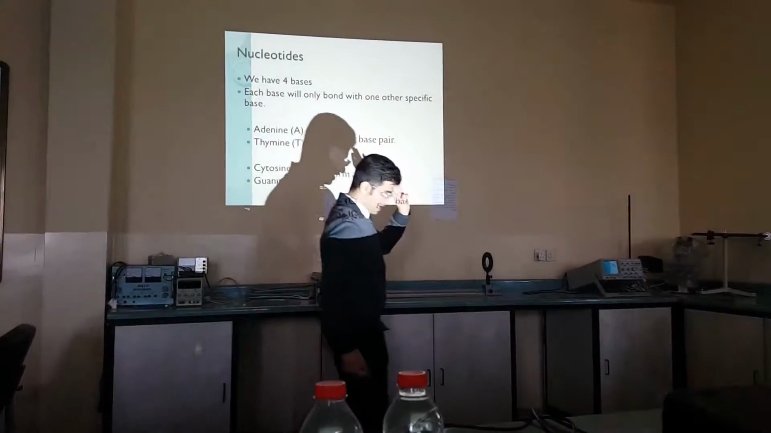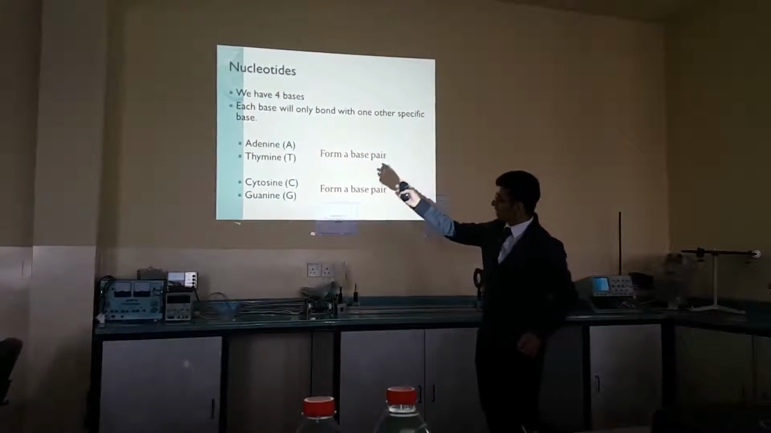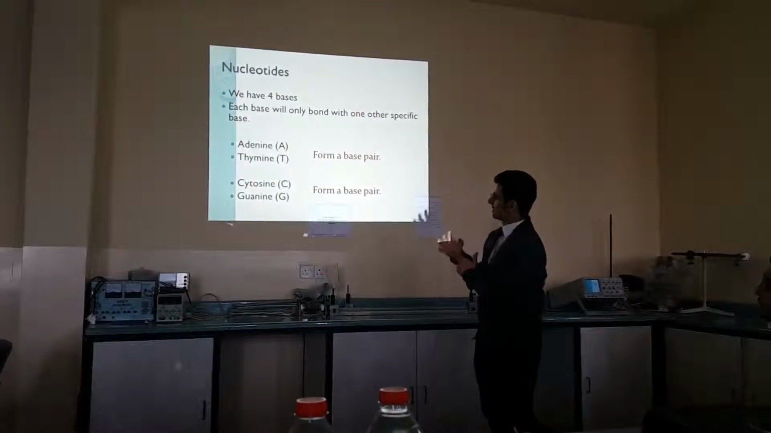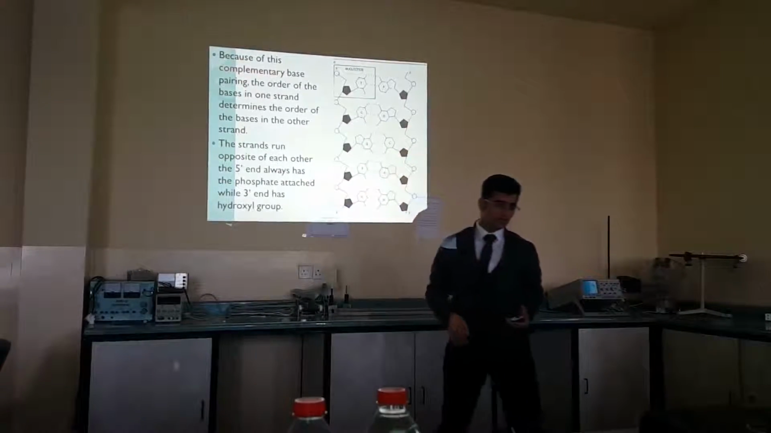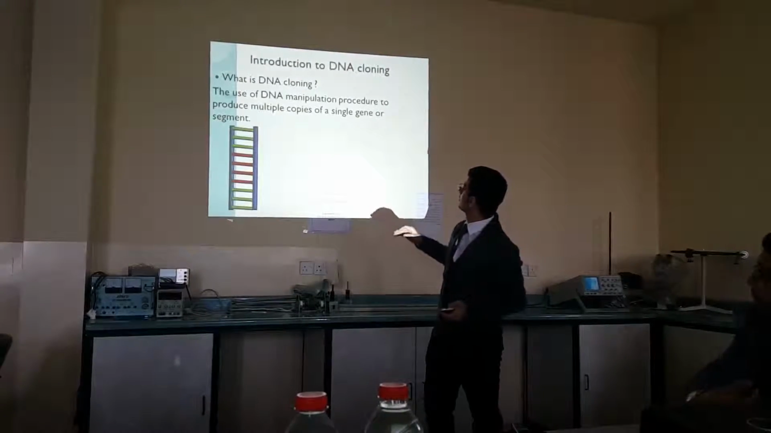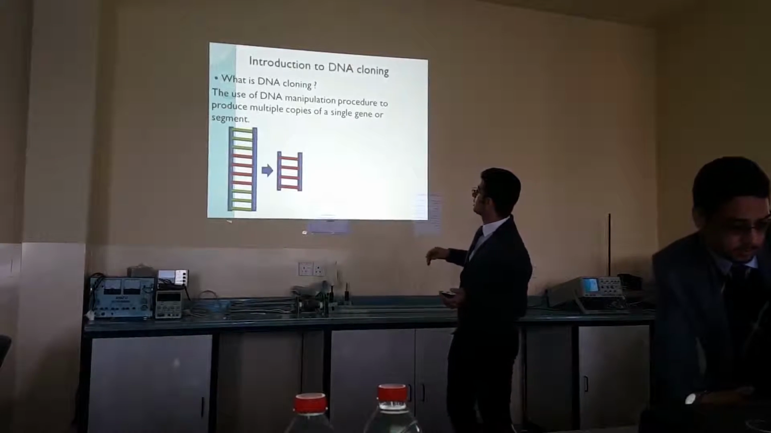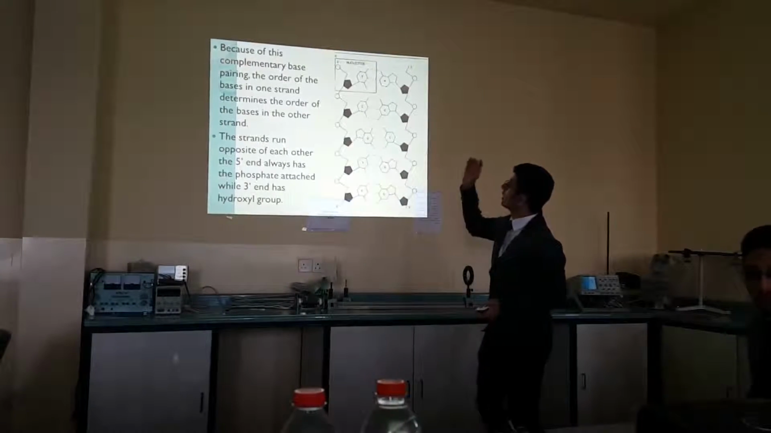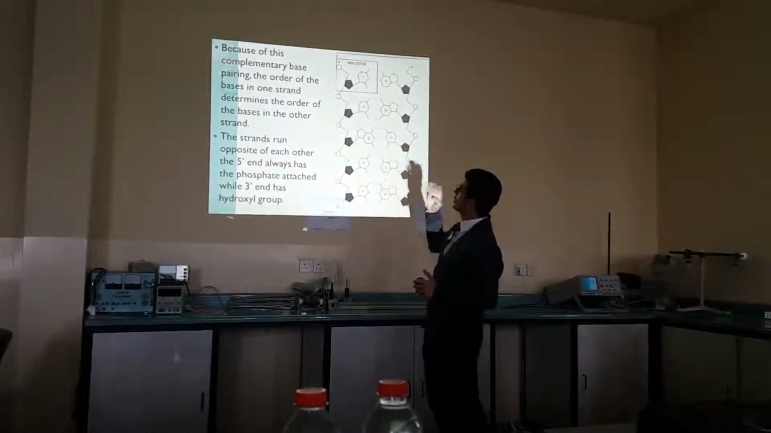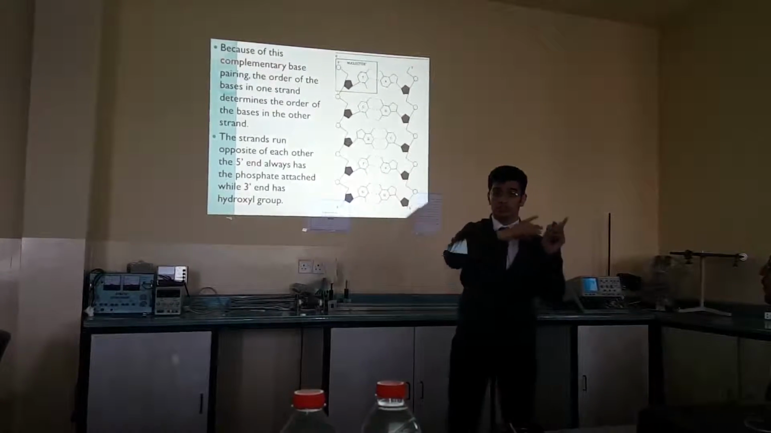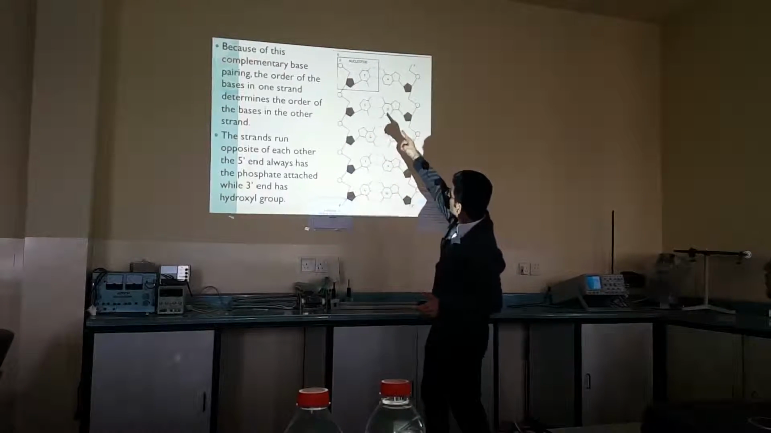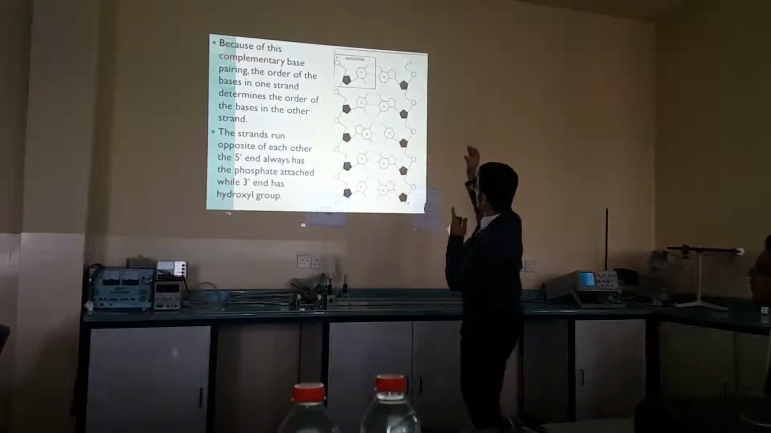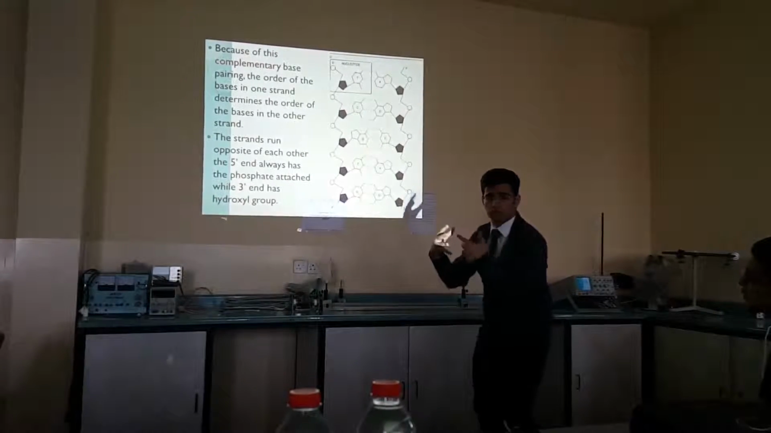In nucleotides, we have four main nitrogen bases, which are adenine, cytosine, guanine, and thymine. Each base will bond with one other specific base: adenine with thymine, cytosine with guanine. Because of this complementary base pairing, the order of the bases in one strand determines the order of the second strand. If we have, like you see here, thymine in the first strand, in the second strand we will have adenine. In the first strand we have cytosine, in the second strand we have guanine. So they are complementary to each other.